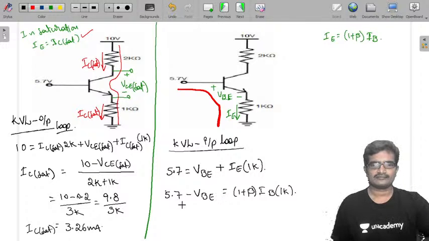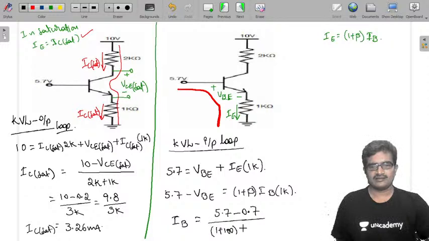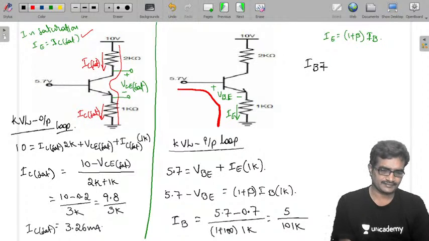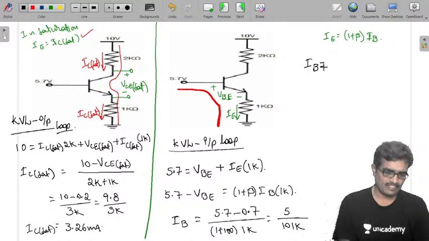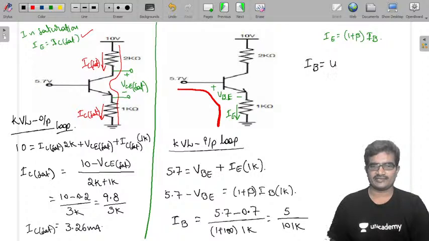Now from this, IB is 5.7 minus 0.7 by 1 plus 100 into 1K. So it is 5 by 101K. So from this, IB is 5 by 101, that is 49.5 microamperes. That is the IB value.